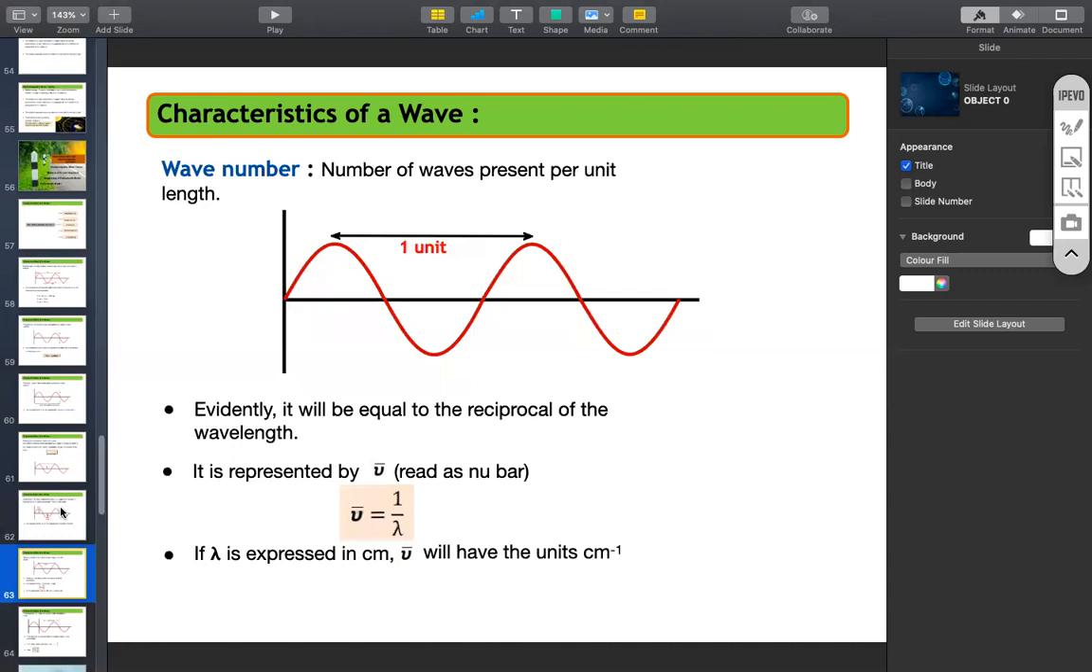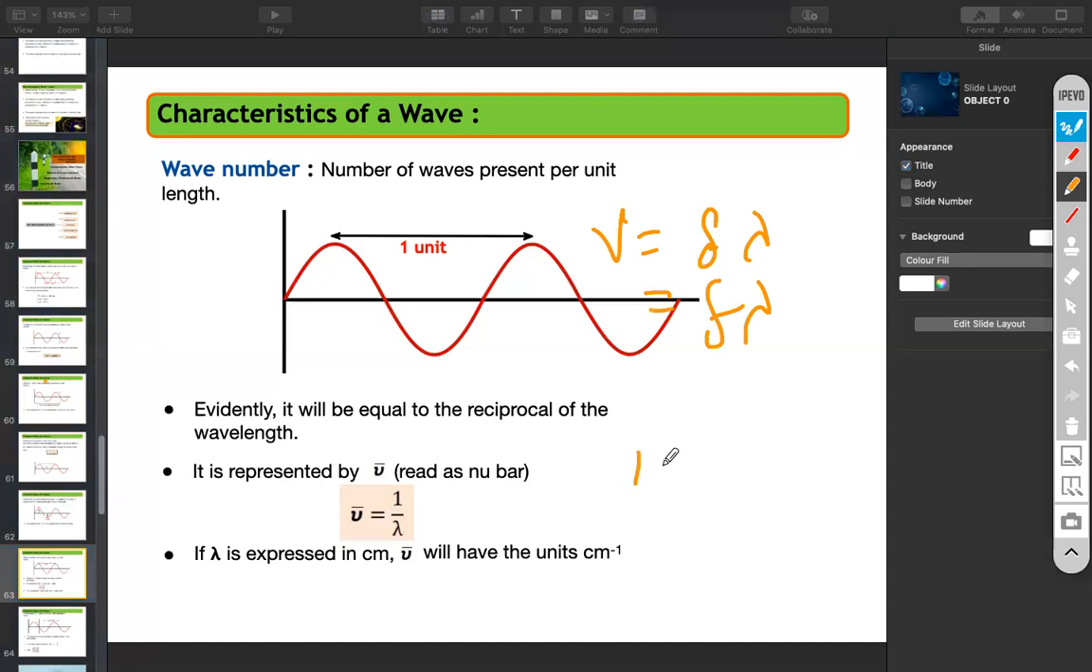Wave number. What is wave number? Number of waves present in a unit length. That is called wave number. Lambda was the length of one wave. So wave number will be 1 by lambda. So in 1 meter, how many waves? You can again apply the unitary method. Lambda means length of one wave.